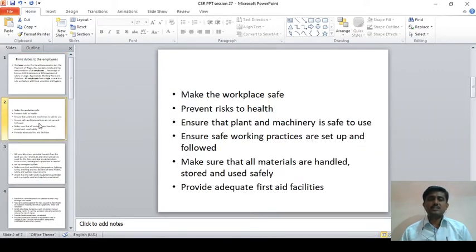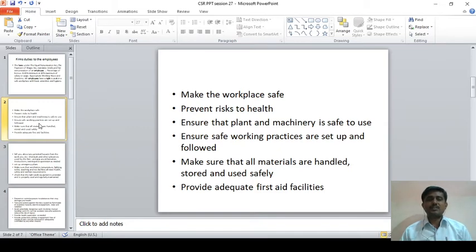First one is make the workplace safe. If the employees are working in an organization, it is the duty of the firm to provide a safe and hygienic work environment, especially in the case of manufacturing concerns. It is the duty of the company or the organization to provide the safe environment.